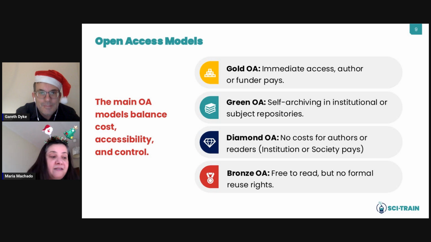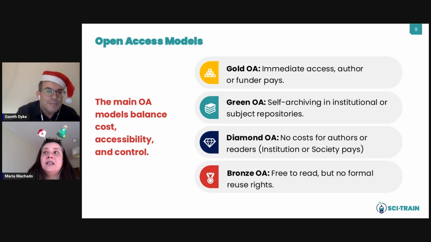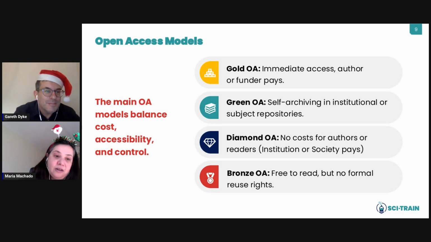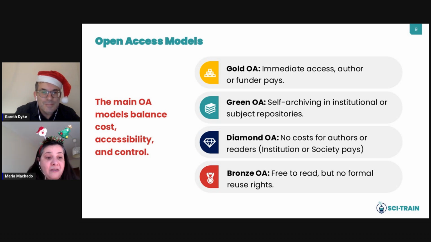In green open access, you have institutions that are really big, that have self-archiving or subject repositories. That's, for instance, when you have National Libraries of Medicine, very big institutions that have access to a lot of data and a lot of content, that are self-sustained or sustained through donations, and they can help you with archiving whatever you're publishing for the long term. And in gold open access, that's what we were talking about before. The author or funder pays, and there's immediate access to the reader.